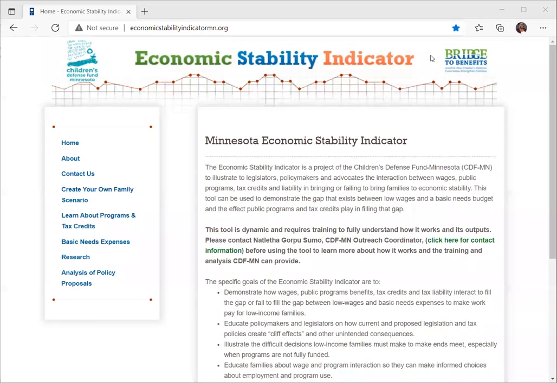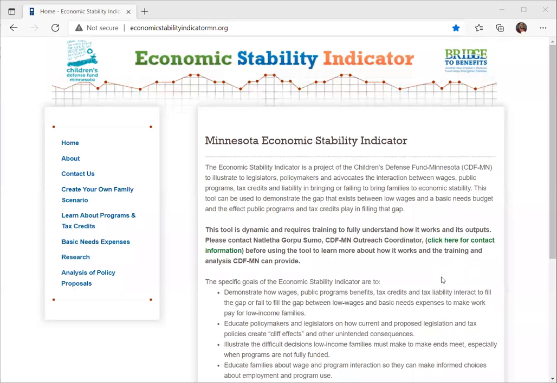The Economic Stability Indicator tool is a tool developed by the Children's Defense Fund to illustrate the interactions between wages, tax credits, tax liabilities, public programs, and how they can or cannot bring a family to a place of economic stability. In this video, I will be running a scenario for a family of 3 living in Dakota County.